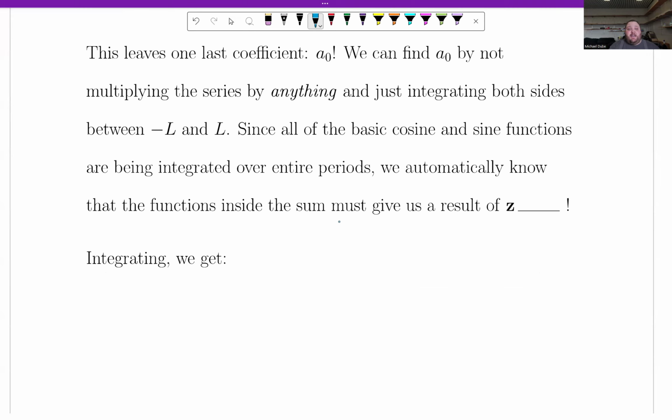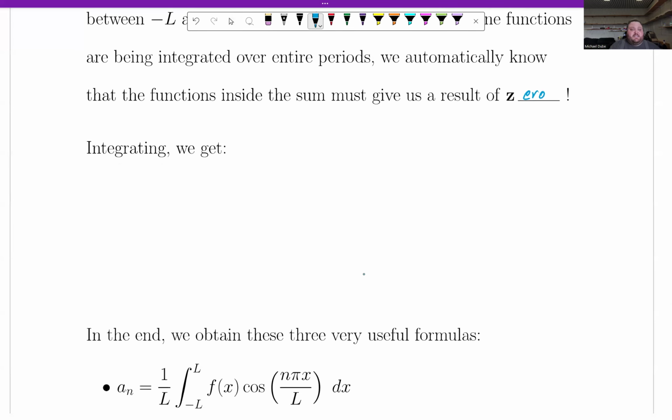We can find A naught by not multiplying the series by anything and just integrating both sides between negative L to L. Since all of the basic cosine and sine functions are being integrated over entire periods, we automatically know that the functions inside the sum must give us a result of 0. Okay? So let's look at that.